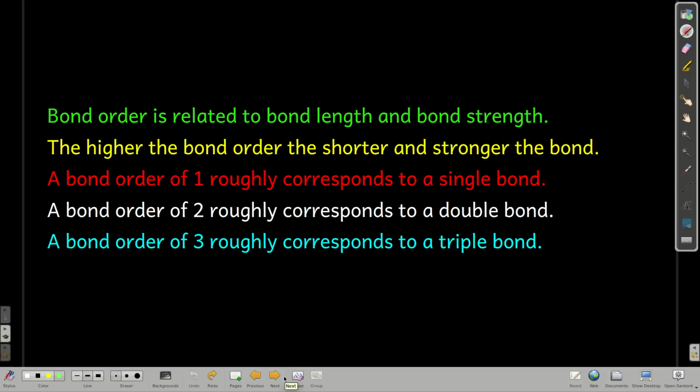All right, so here's what bond order means. It's related to the length and strength of a bond. The higher the bond order is, the shorter and stronger the bond. You should know this stuff. If we have a bond order of 1, it's roughly a single bond. Bond order of 2, roughly a double bond. And bond order of 3, roughly a triple bond. Now, if we have a bond order between two integers, that means in terms of length and strength, it's between the two.